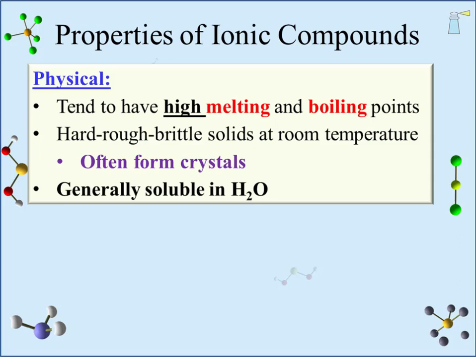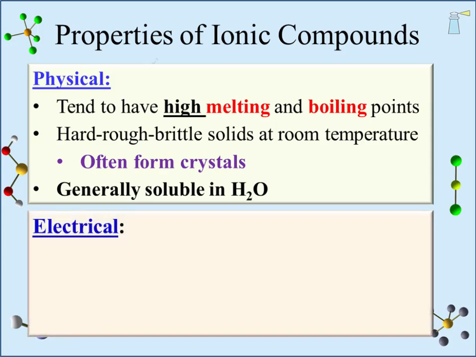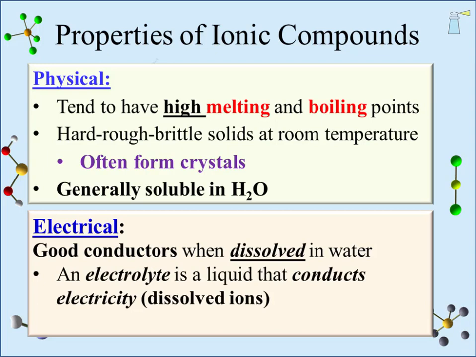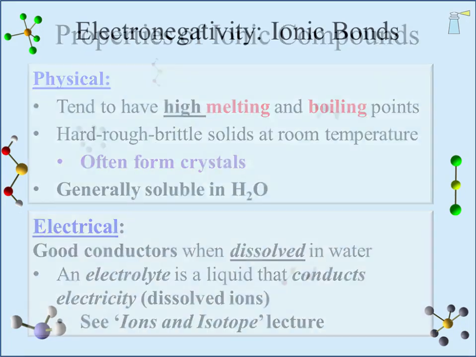Ionic compounds are generally soluble in water. We all know that table salt readily dissolves in water. The electrical properties of ionic compounds are also of interest. Many ionic compounds are good conductors when dissolved in water. That is because an ionic compound dissolves into its constituent ions, thereby forming an electrolyte. Electrolytes are liquids that conduct electricity. This topic is discussed in more detail in the Ions and Isotope lecture.